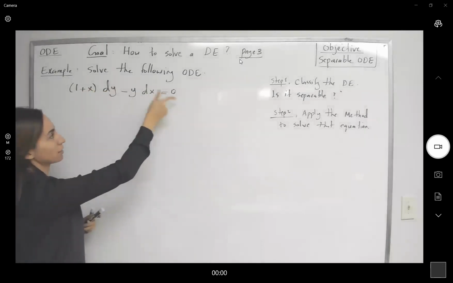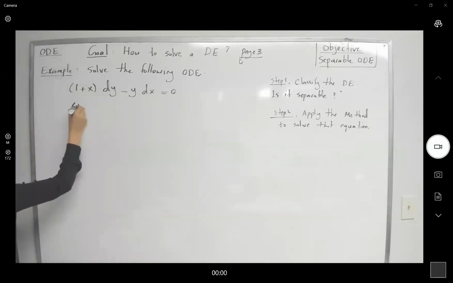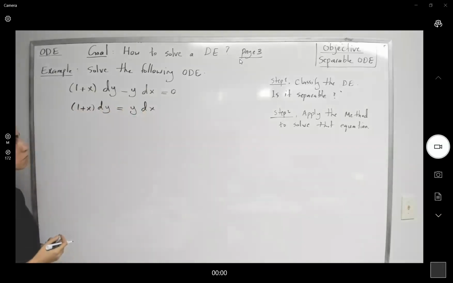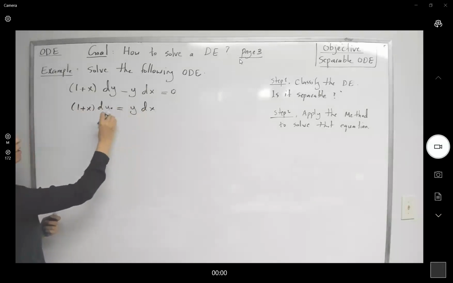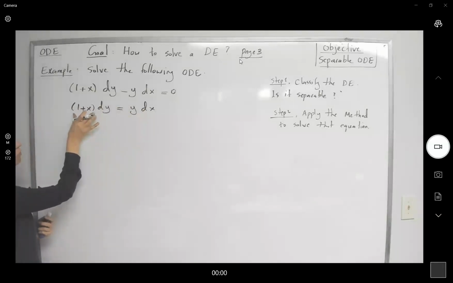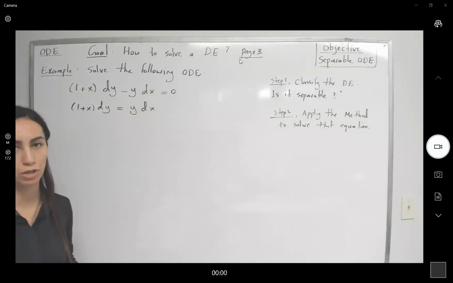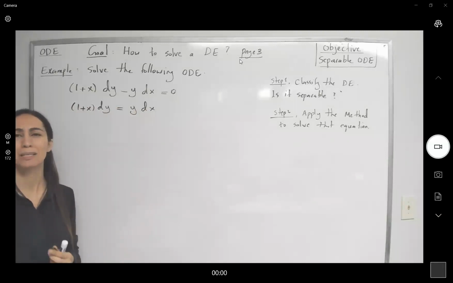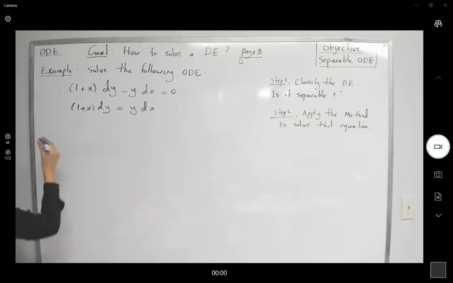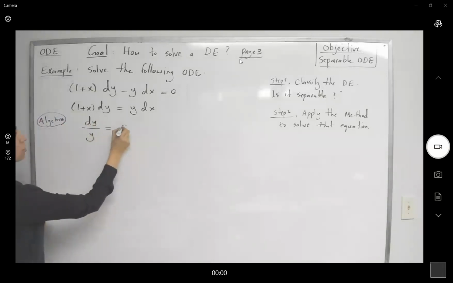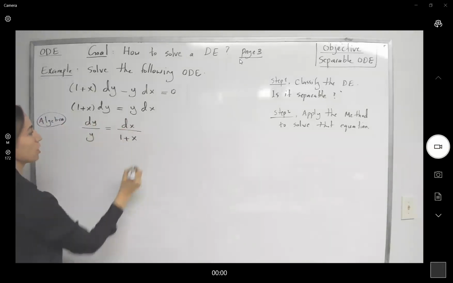First of all, let us bring this addend to the other side. (1 plus x) dy is y dx. Well, okay, how do I bring y to the other side? How do I move 1 plus x to the other side so I can make this a separable differential equation? Well, as you guessed, we're going to do a little bit of algebra. We're going to divide both sides by 1 plus x and by y. So you're going to get dy divided by y equals dx divided by 1 plus x.